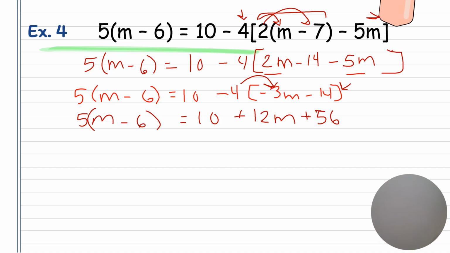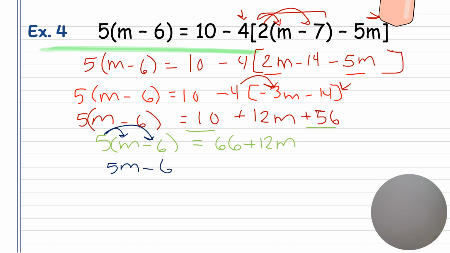Okay, on my right I have this 10 and this 56 that I can combine. And this is still the same. Okay, so it looks like everything on the right is taken care of. Let's take care of this on the left. So let's multiply then that 5m and to the -6.